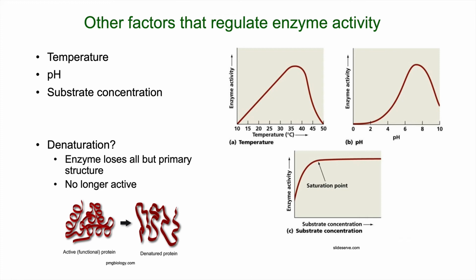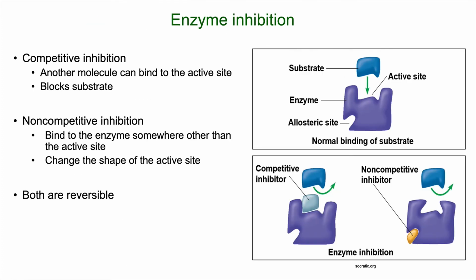extra substrate we add. There are also inhibitors that can block enzyme activity. And the two we're going to look at here are competitive inhibition and non-competitive inhibition. So here's our normal enzyme, here's our normal protein, and here's our active site, and here's our substrate. Okay, and the substrate is designed to fit the active site. And if the substrate binds to the enzyme at the active site, the reaction is going to proceed.